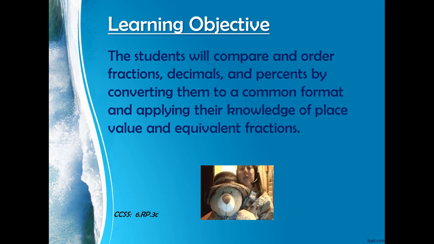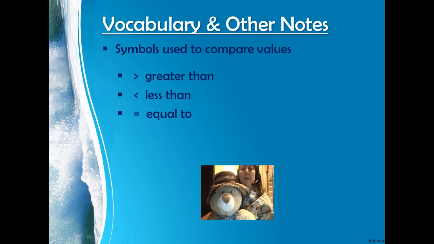Today's learning objective: students will compare and order fractions, decimals, and percents by converting them to a common format and applying their knowledge of place value and equivalent fractions. When we are comparing two numbers, we use three different symbols. The first symbol is greater than, the second is less than, and the third is equal to. When these symbols are placed between two numbers, we read them from left to right. Let's move on and try our first problem.